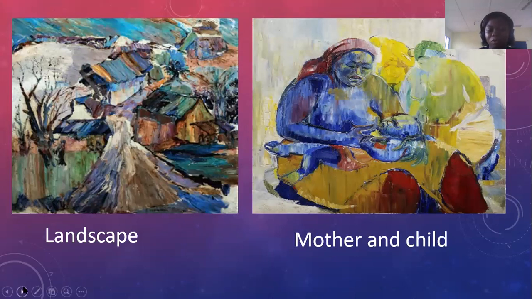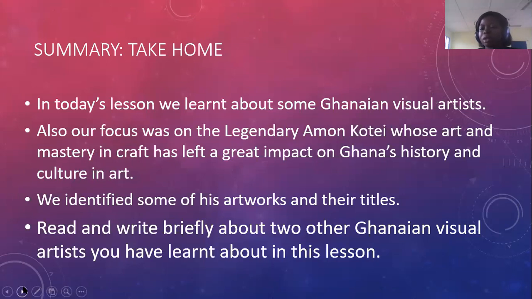Okay, so now let's look at what we can take home from this lesson today. In today's lesson, we learned about some Ghanaian visual artists. So we've learned about Amonkote in detail. We've talked about Ablade Glover a little. We've spoken about El Anatsui. We've talked about Owusu Ankomah. We've talked about Ibrahim Mahama and many others.